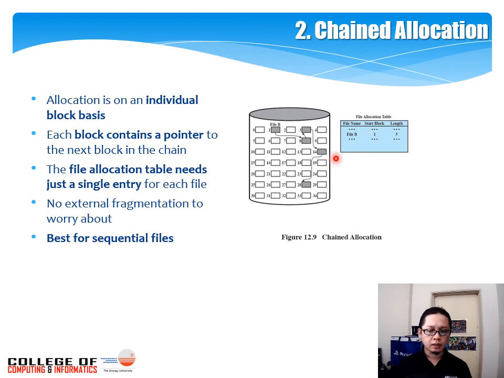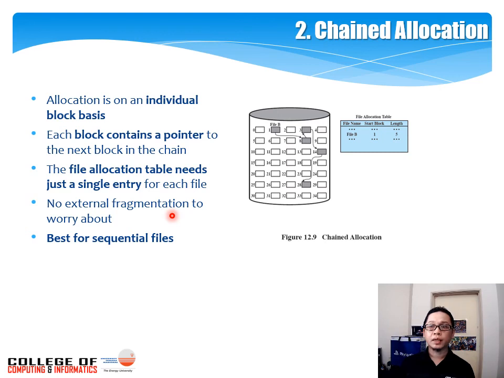So let's say in the file allocation table, it will state that file B is constituting of this block of files. So when it needs to form back the file, the allocation table will give the information of which blocks actually form the file. Each block contains the pointer to the next block in the chain, and the file allocation table needs just a single entry for each file, and there is no external fragmentation to be worried about because each block is given according to the need of the file.